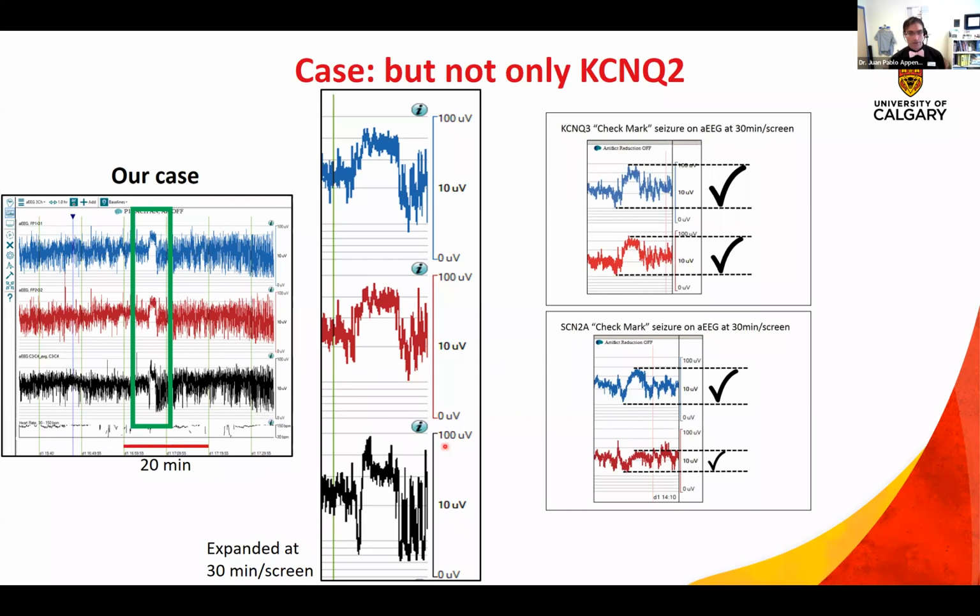But really, as you can see, if you spread it a little bit, this is a 1 hour recording, and this is 20 minutes. So you can see there is a little bit of a checkmark, and it's usually diffuse, the whole brain, but it can be unilateral, hemispheric.